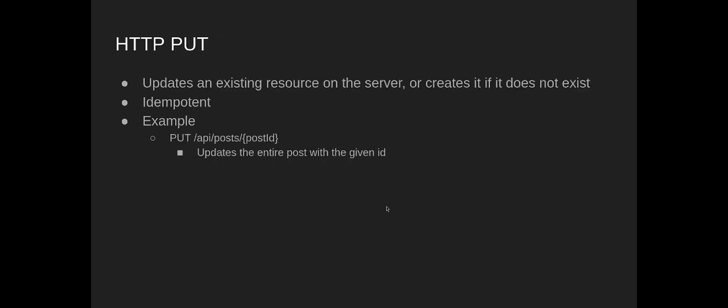All right, HTTP PUT. It updates an existing resource on the server or creates it if it does not exist. This is idempotent. So when you make a put request, you typically send an ID, and that's how we know what is getting updated or created. An example is PUT /api/posts/{postId}, and it will update the entire post with a given ID. So you need to provide all of the fields that you want to have in your post. If you don't include content, then it's just going to assume that there's no content for that post.